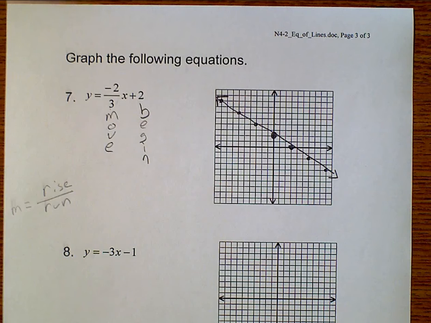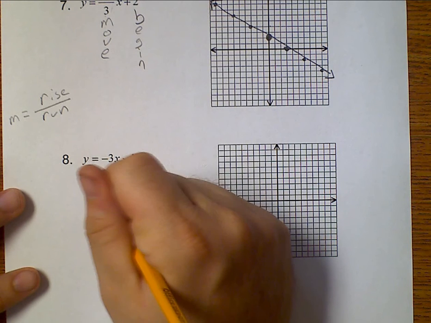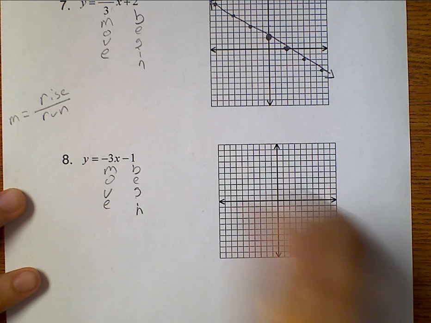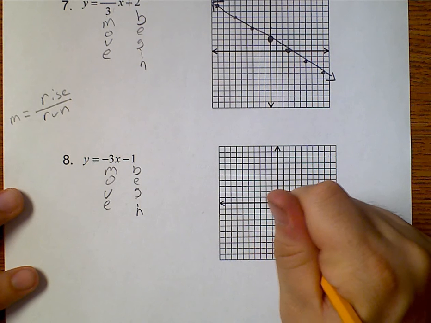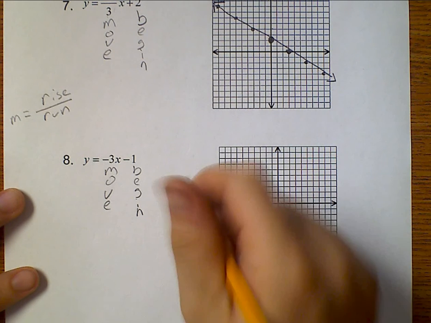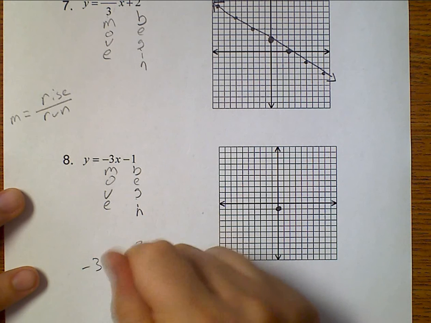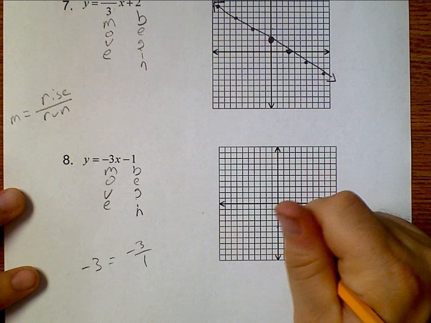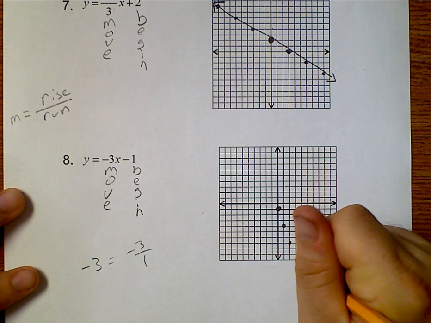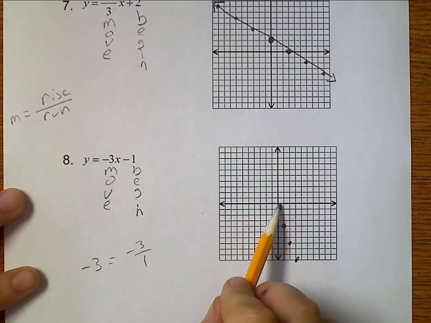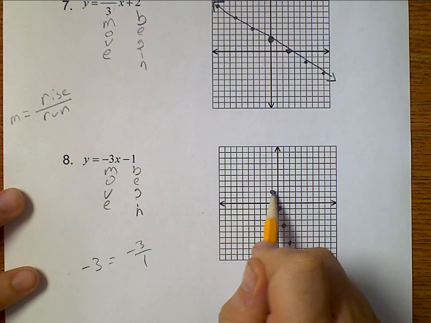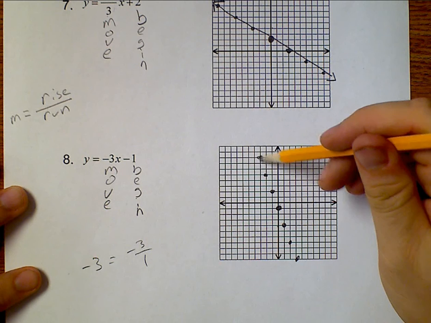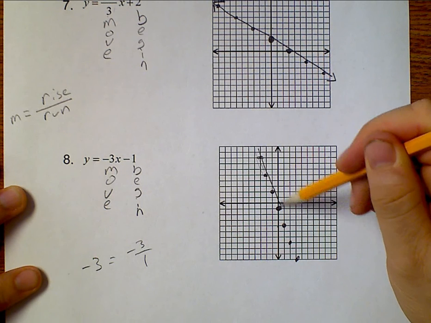And one last example. We're going to move negative 3. We're going to begin at negative 1. To move negative 3, well, that's the same as negative 3 over 1. So I'm going to drop 3, 1, 2, 3, and move over 1. Or going the opposite way, I'm going to rise 3 and run to the left 1. And I get a nice line.